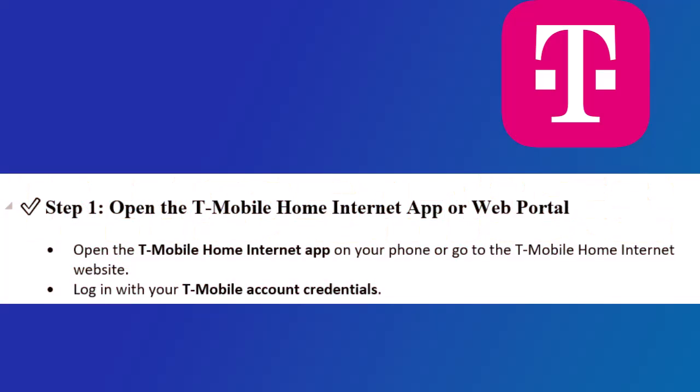Step 1. Open the T-Mobile home internet app or web portal. Open the T-Mobile home internet app on your phone or go to the T-Mobile home internet website. Log in with your T-Mobile account credentials.